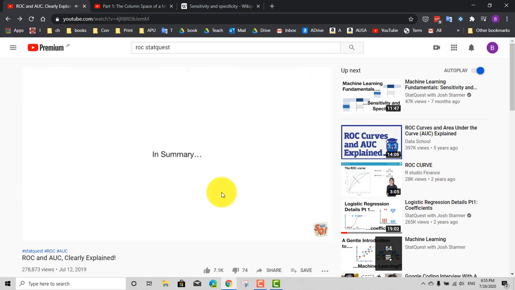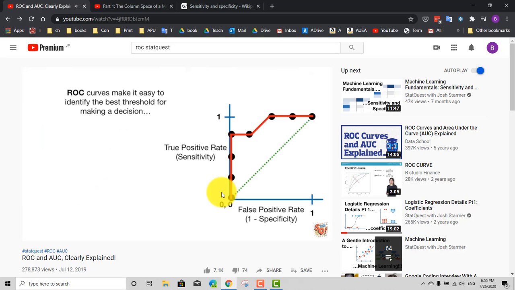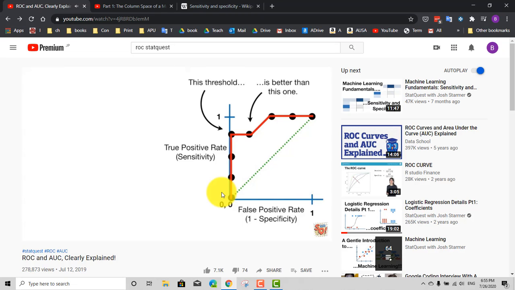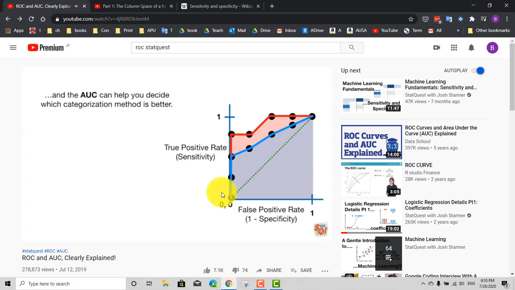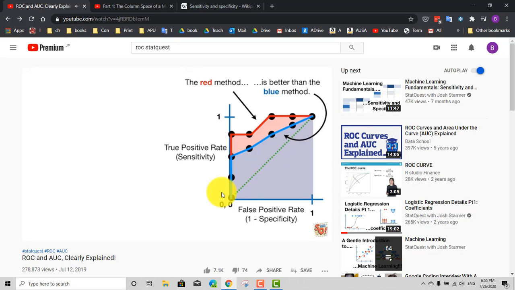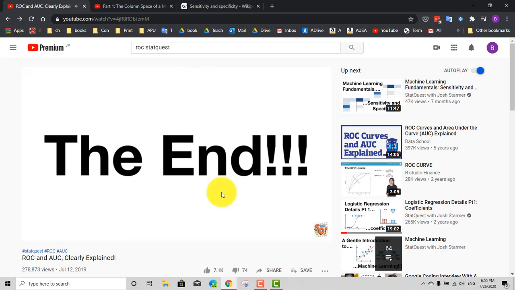Bam! In summary, ROC curves make it easy to identify the best threshold for making a decision. This threshold is better than this one. And the AUC can help you decide which categorization method is better. The red method is better than the blue method.